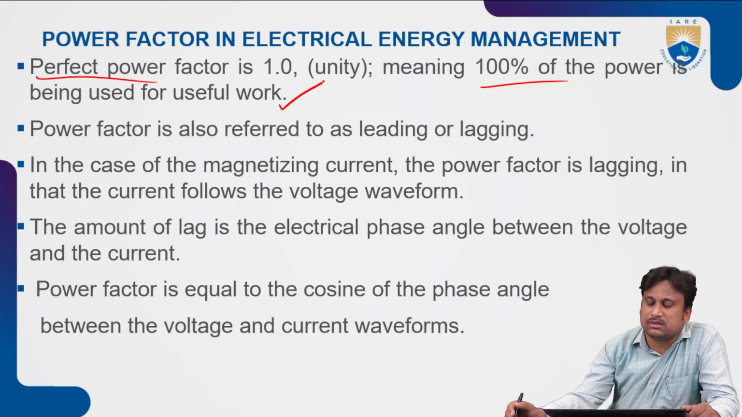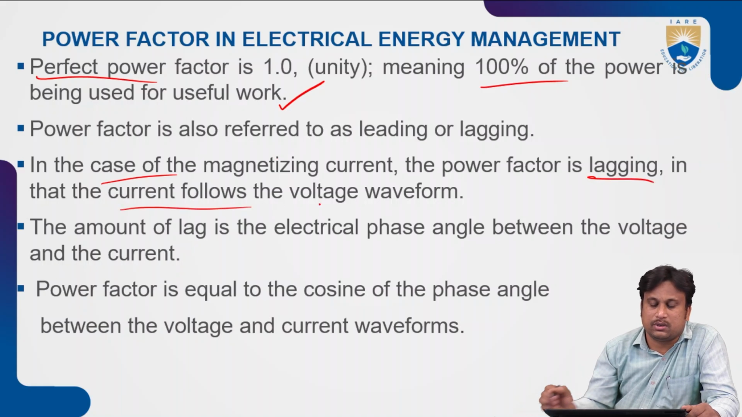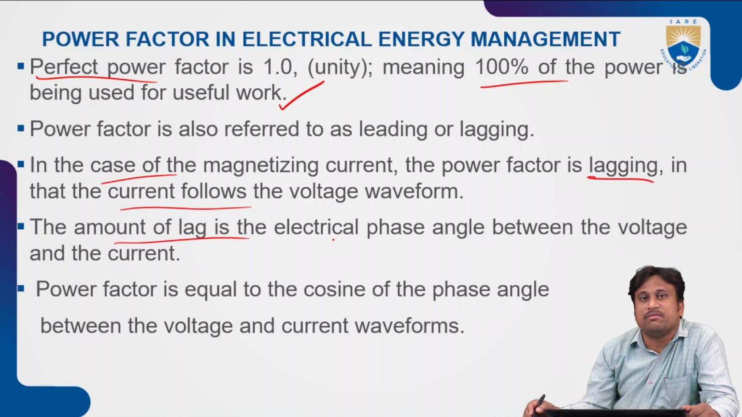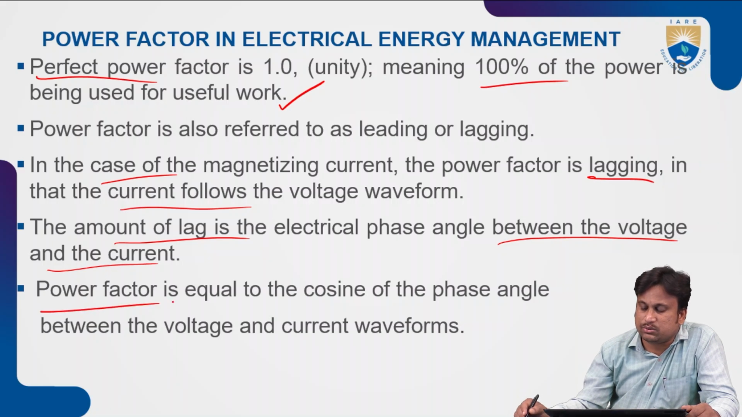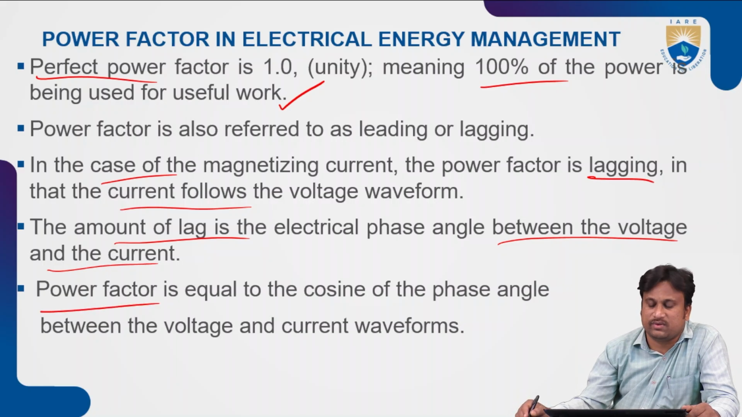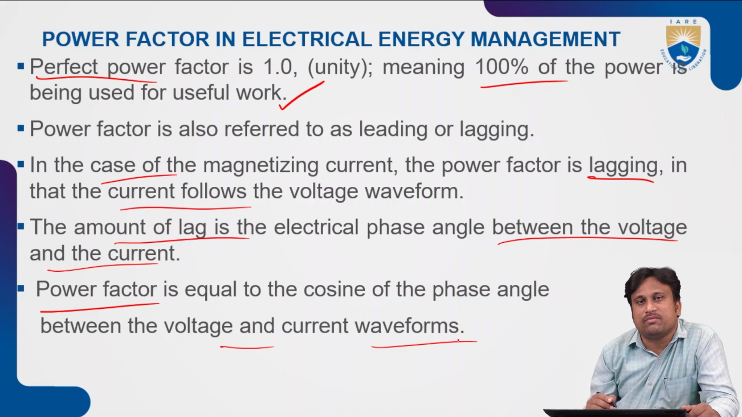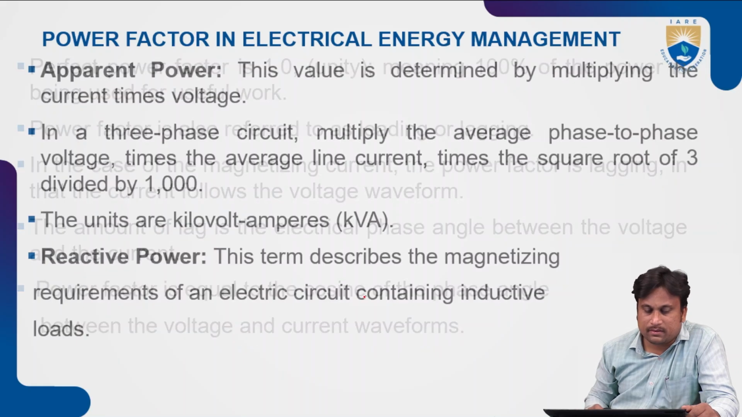Power factor is also referred to as leading or lagging. In the case of magnetizing current, the power factor is lagging, in that the current lags the voltage waveform. The amount of lag is the electrical phase angle between the voltage and the current. So power factor equals the cosine of the phase angle between the voltage and current waveforms. Usually we treat this as the general scenario.